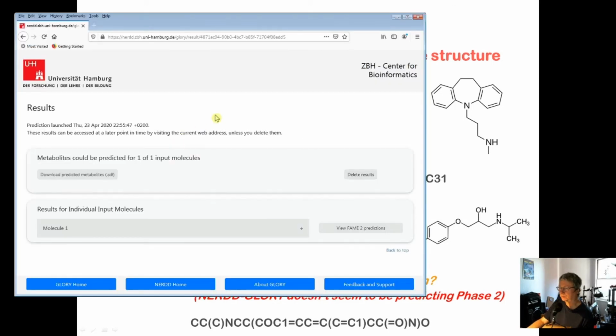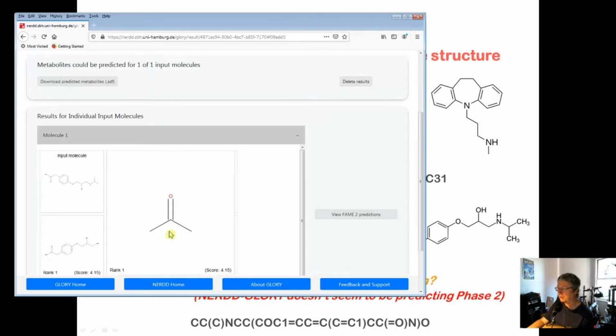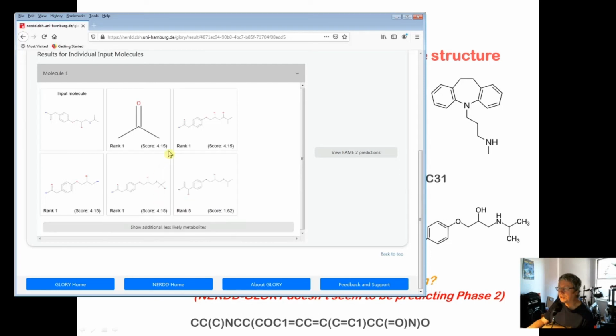Okay, so let's take a look at the prediction of the metabolites of atenolol. All right, so let's look at the top. Here's the input molecule. Here's one. Okay, so it's actually seeing acetone. And where did acetone come from? I think acetone probably came from, let's go to this metabolite.